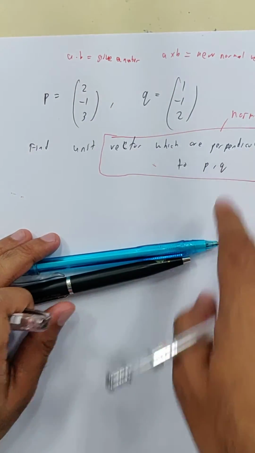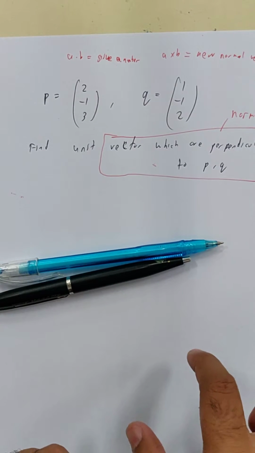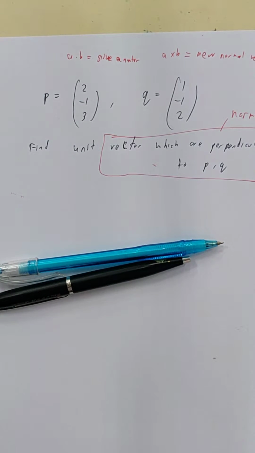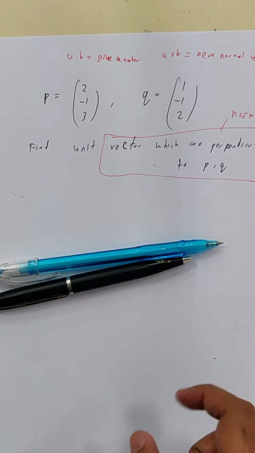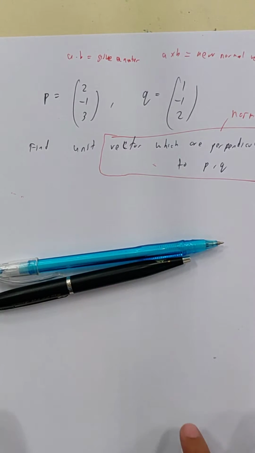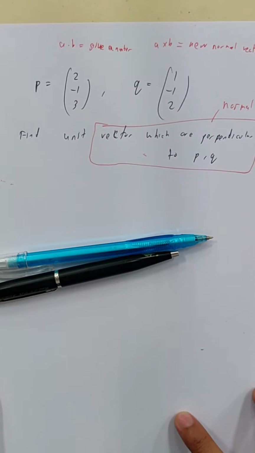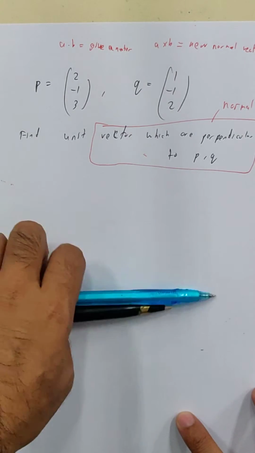Can you find me vector perpendicular to P and Q? Calculate now. Practice makes perfect. Sorry, practice makes you better. We are human, we are not perfect. We always have room for improvement.